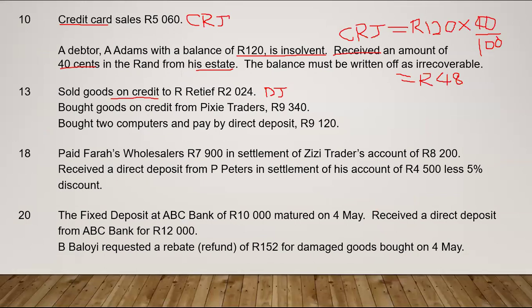Still on the 13th. Now we are not selling, we are buying. But how are we buying? We're buying goods on credit from Pixie Traders. These goods that we bought amounted to 9,340. When we buy goods on credit, where will they be recorded? They will be recorded in the creditors journal.